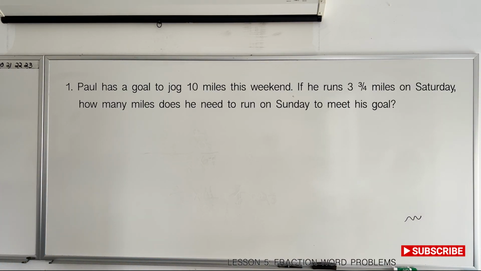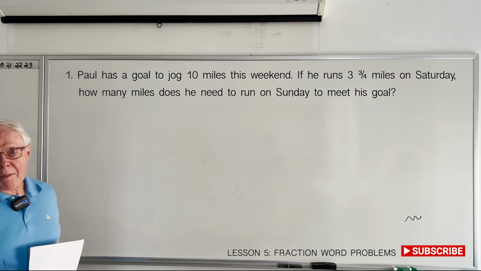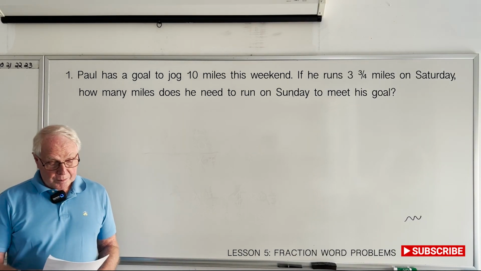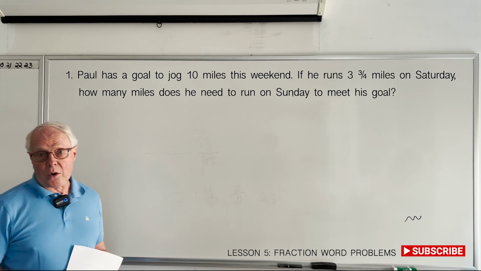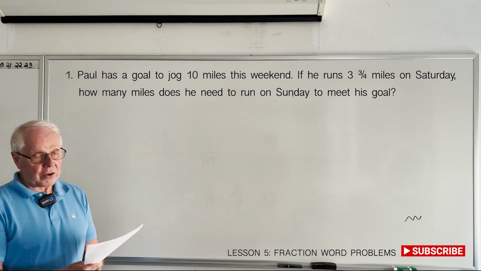The first problem says, Paul has a goal to jog 10 miles this weekend. If he runs 3 3/4 miles on Saturday, how many miles does he need to run on Sunday to meet his goal? Okay, so if you need to, stop the video and think for a minute what operation you're going to need to solve this problem. Again, there's only two numbers in this problem, 10 and 3 3/4. And so we just have to figure we're going to be adding, subtracting, multiplying, or dividing.